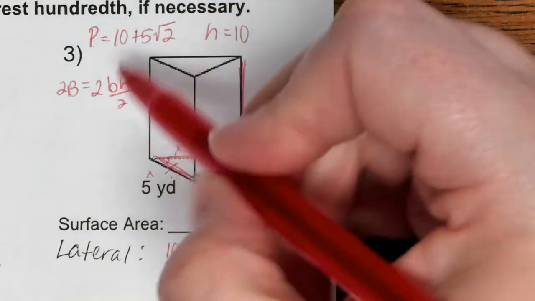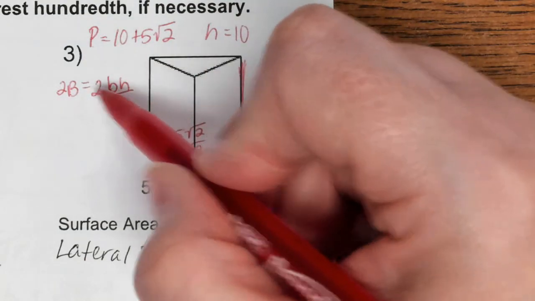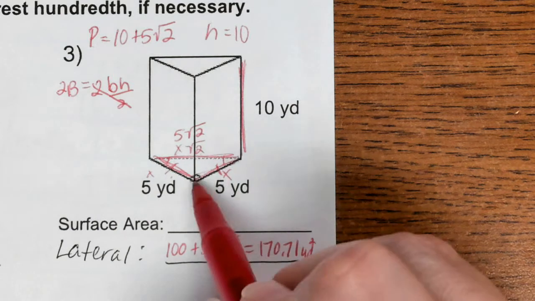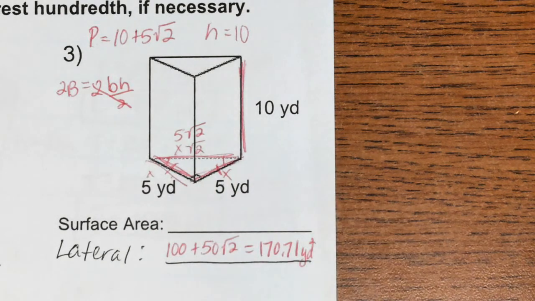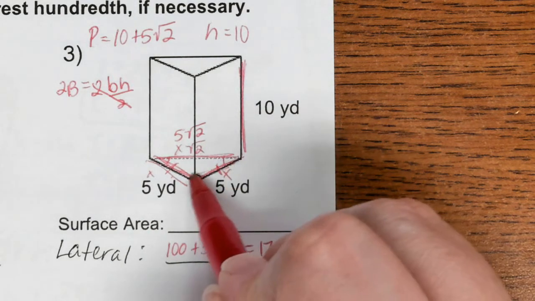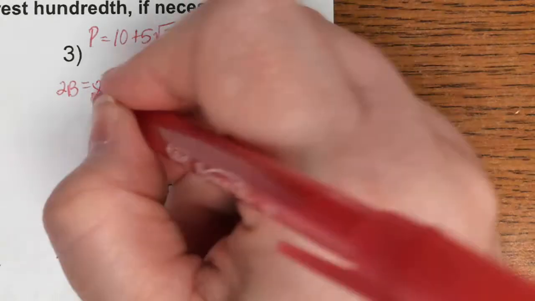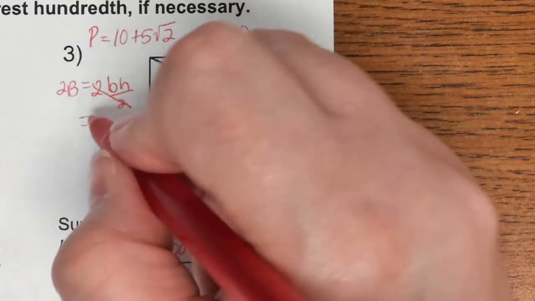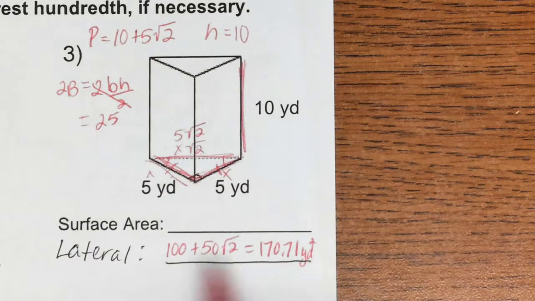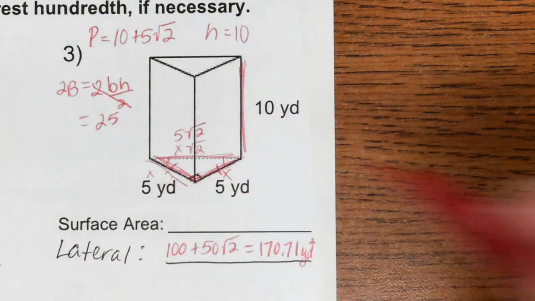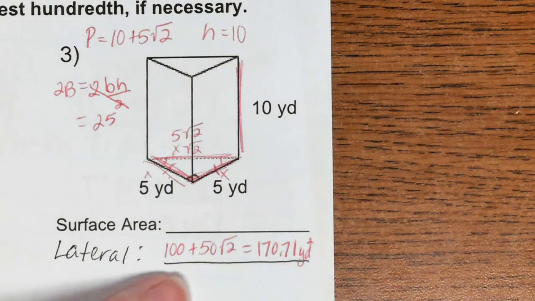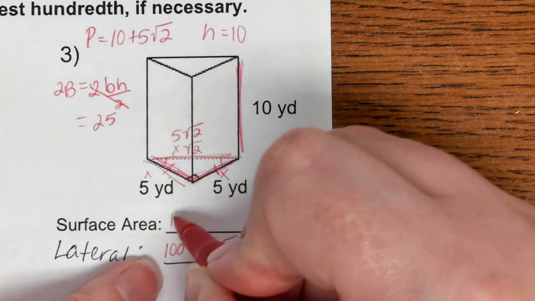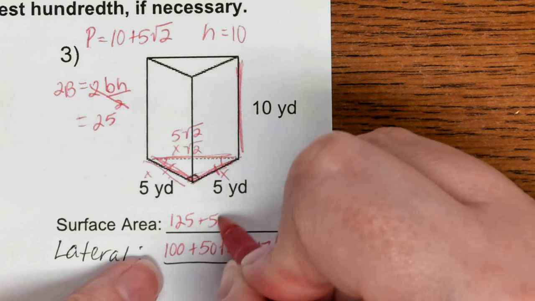Correct. Now keep in mind, if you're doubling and you're dividing by 2, those cancel, so that really makes it easy. Our base and our height are both 5. Because remember, this is the right angle. So our 2 bases make 5 times 5, which is 25. So that's all we have to add to this. We will do this plus 25, right? So what's 100 plus 25? Yeah. And you still have the 50 square root of 2.